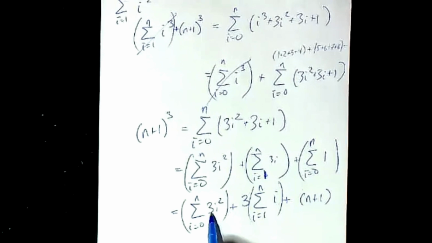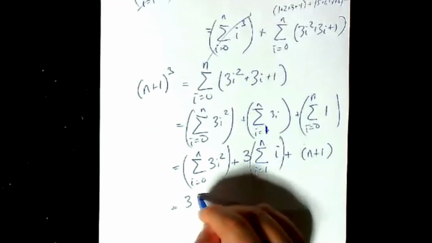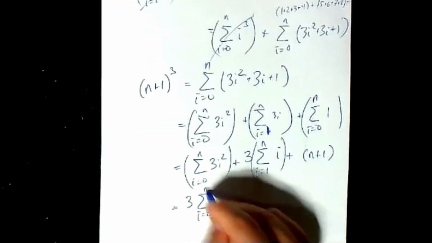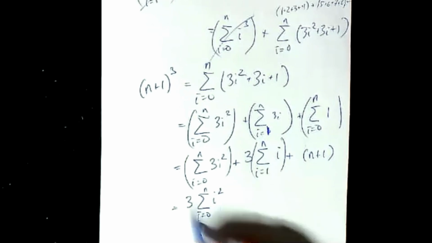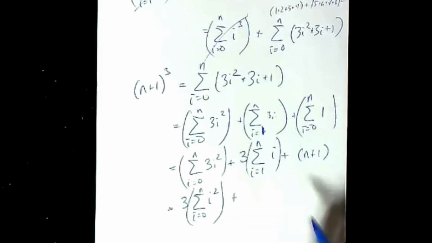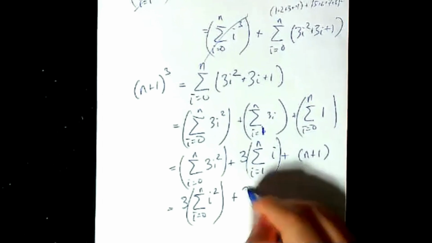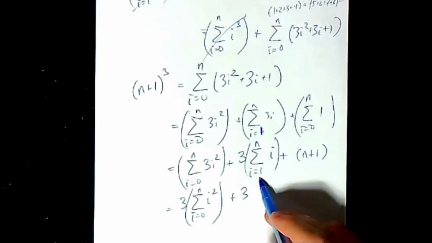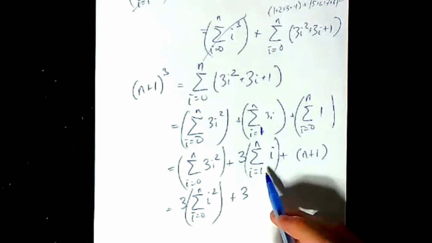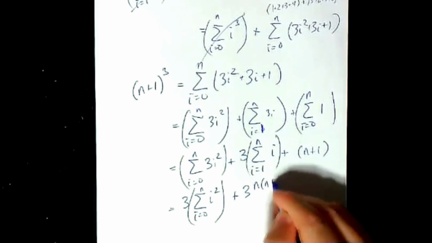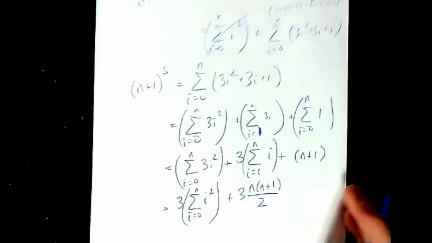Same thing over here. I can pull the 3 out, just like I did there. And now I have a formula involving what I'm interested in. This is now what I was asked to solve for. I've got 3 times the sum of i. That's actually the first induction proof we did. The first induction proof we did was the sum of i as i goes from 1 to n is n times n plus 1 over 2.